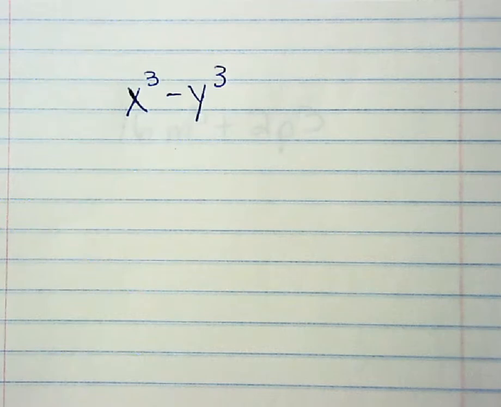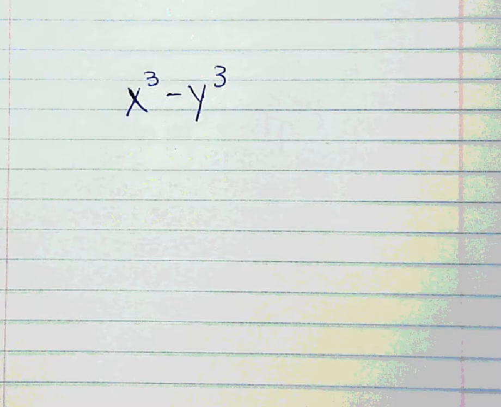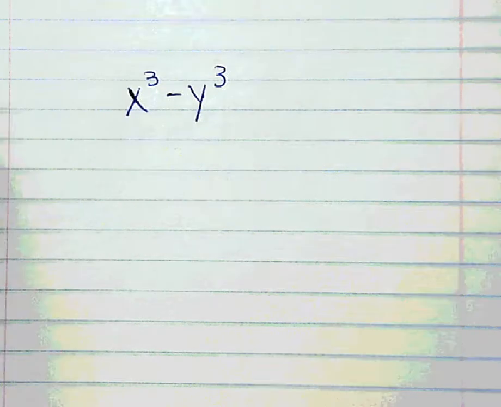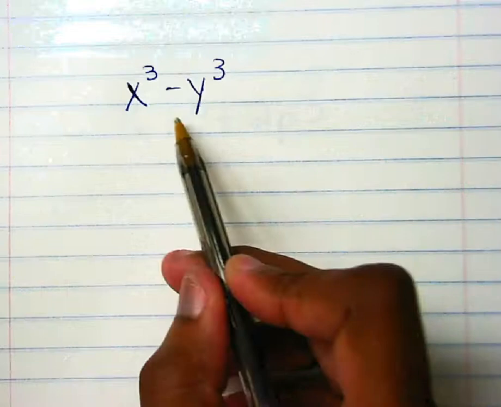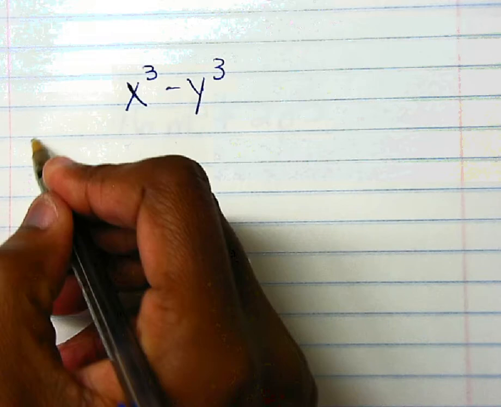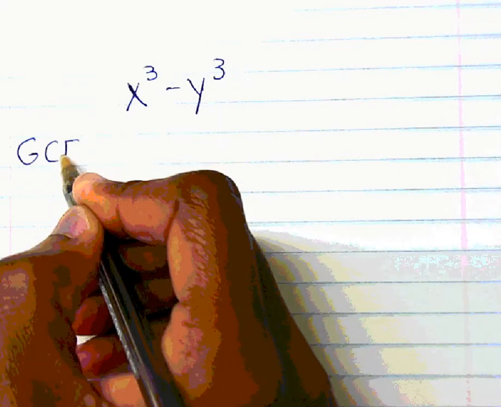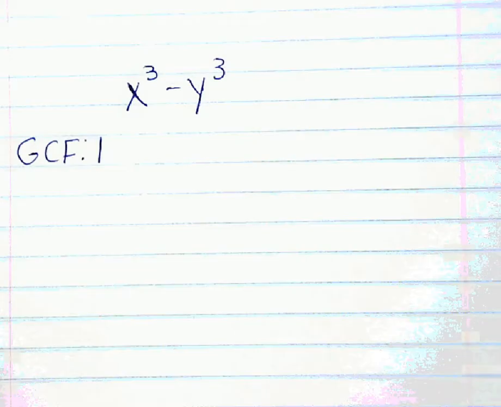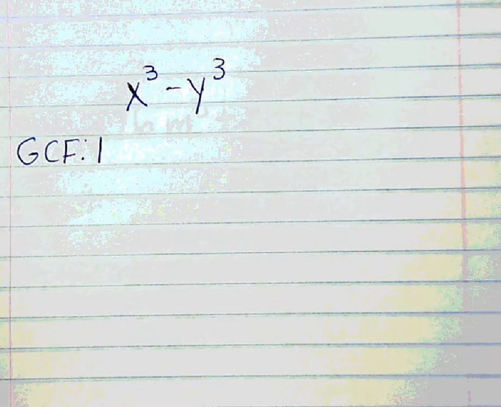to look at part 2 of factoring polynomials. Okay, I want to factor this. Again, I want to look for my greatest common factor. The GCF is 1. So I've completed step 1. Now I want to look at step 2. How many terms does it have?